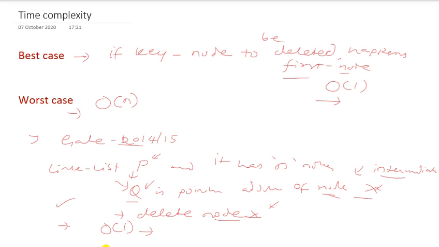So it means here one thing is implicit, that when you have been given Q, you have also been given the address of the previous node. It is assumed. In that case, it is big O of 1. So there is no need of traversing. When there is no need of traversing, and directly you are going, it is big O of 1.